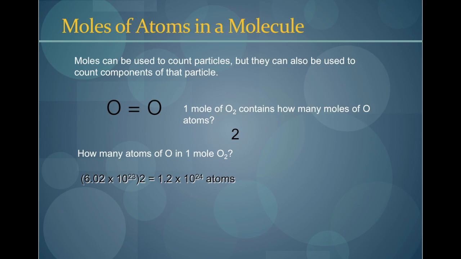So it's 6.02 times 10 to the 23rd. That's the number of atoms in a mole. And then there's going to be twice as many of them, so that's 1.2 times 10 to the 24 atoms. We can also ask how many grams of oxygen are in O2. Remember, if we look at the periodic table, oxygen has an atomic mass of 16. There's 2 of them, so it's 32 grams.